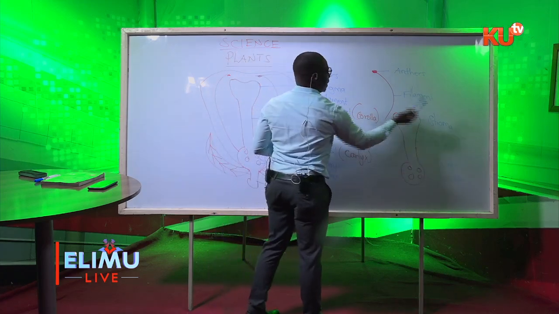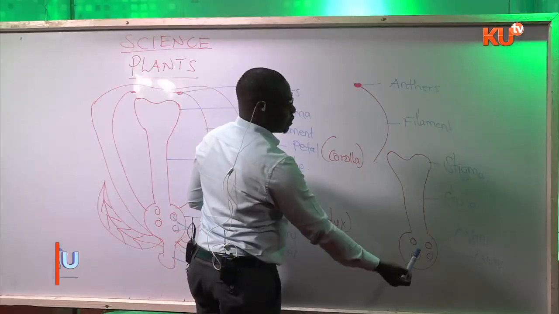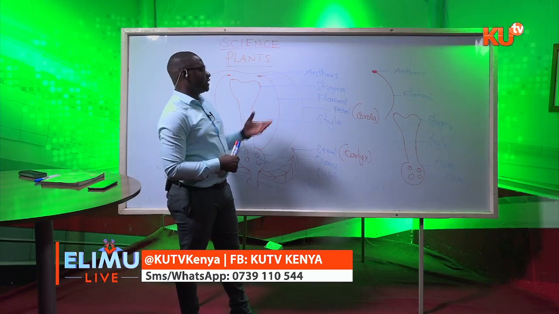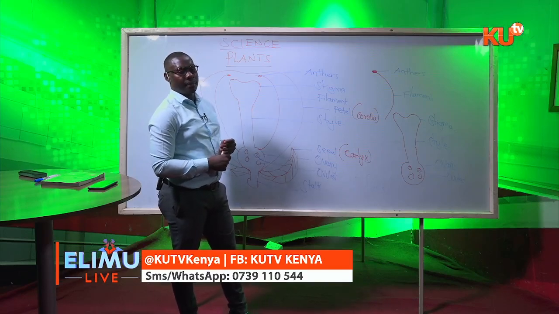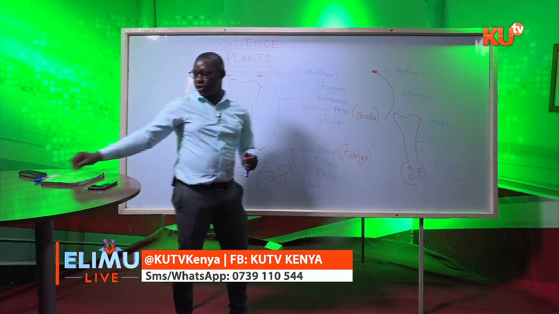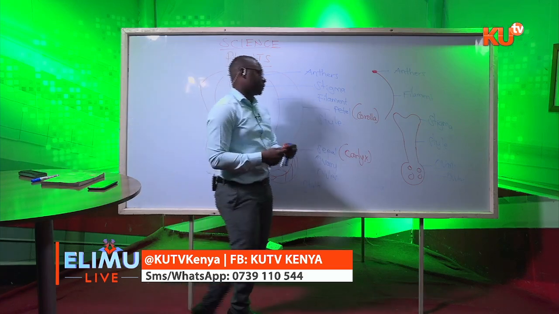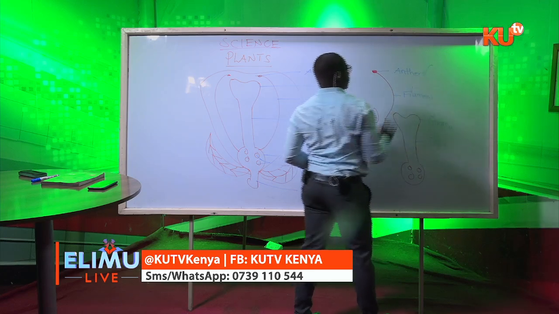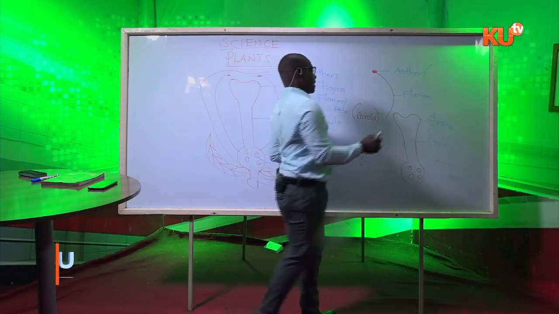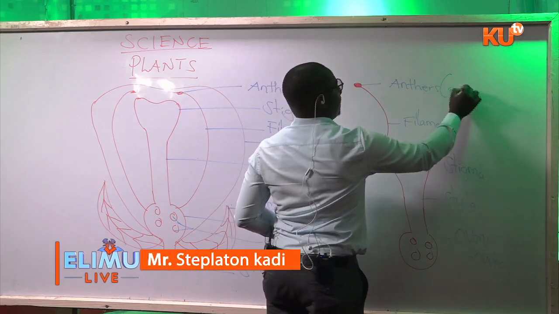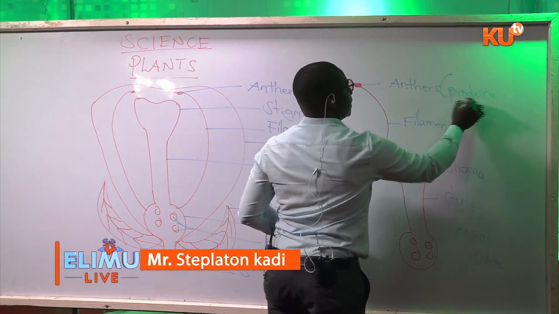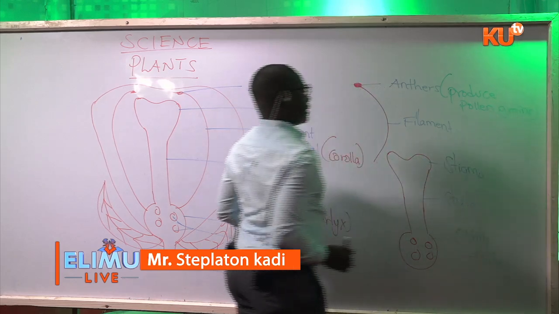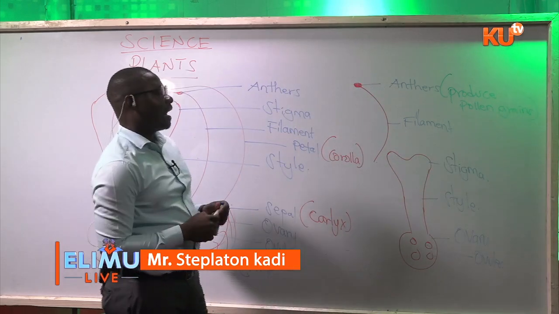We have the stigma, we have the style, we have the ovary, and finally we have the ovules. So in these male and female parts of the flower, let's look at the functions of each of the parts of the flower. When we come to the anthers, as one of the male parts of the flower, their function is they produce pollen grains. That is the function of the anthers.